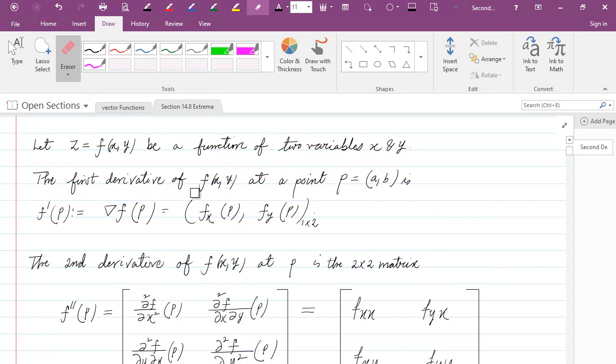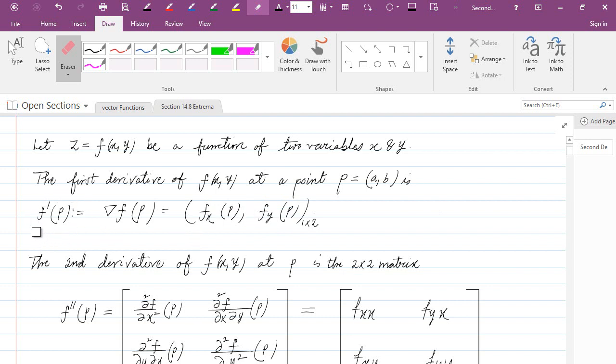The first derivative of f of x y at a point P equal to (a, b) is denoted by f prime of P, and it is defined to be the gradient of f evaluated at P. So it is the vector where the first component is the partial of f with respect to x evaluated at P, and the second component is the partial of f with respect to y at P. So you can think of that as a vector or a 1 by 2 matrix.